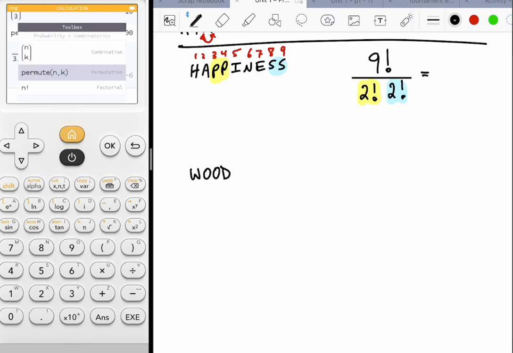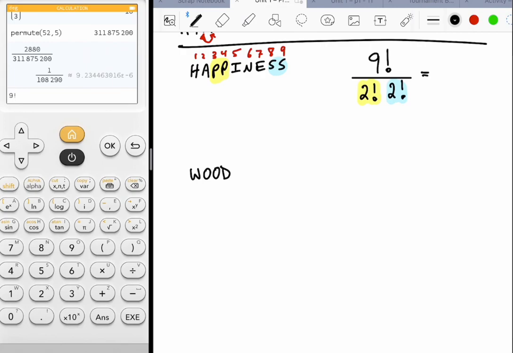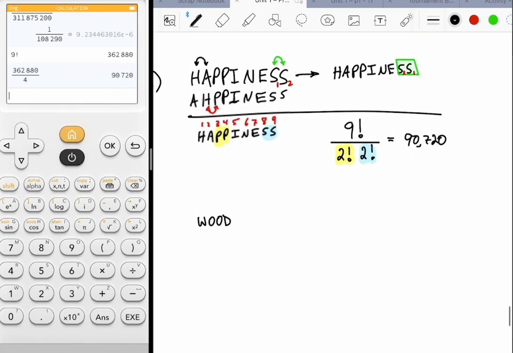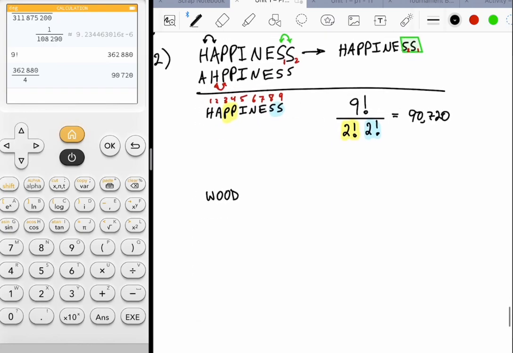So in the factorial toolbox, pop a 9 in there, and then divide it by 2 factorial times 2 factorial. 2 factorial is 2, times 2 is 4. So I'm dividing this by 4. So we're looking at 90,720. So if I had gone through the process of actually listing out all these possibilities, it would have been a good way to kill the semester.